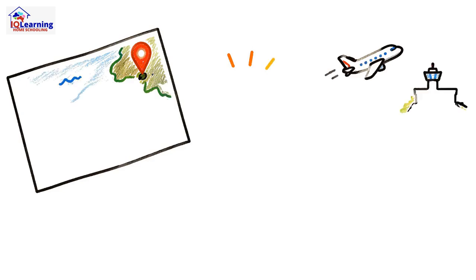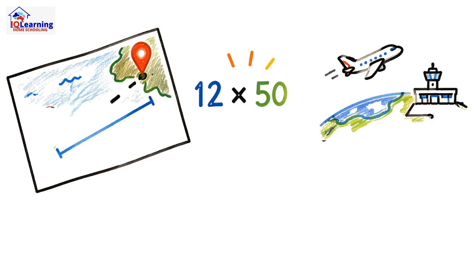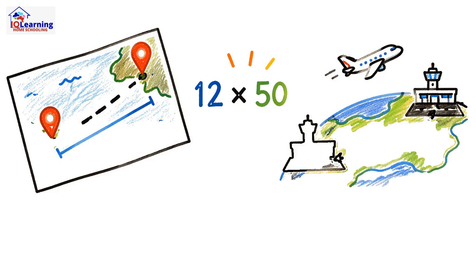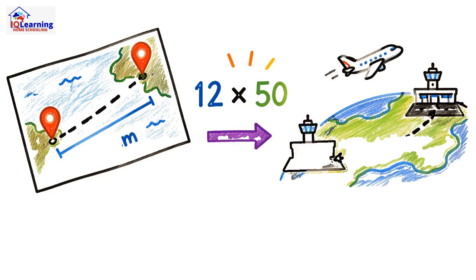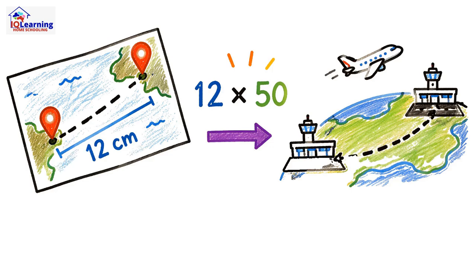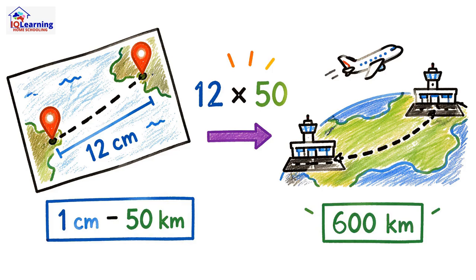Once you know the scale, finding a real distance is just multiplication. If the distance between two airports on your map is 12 centimeters and the scale is 1 centimeter equals 50 kilometers, you just multiply. 12 times 50 gives you the real flight distance, 600 kilometers.